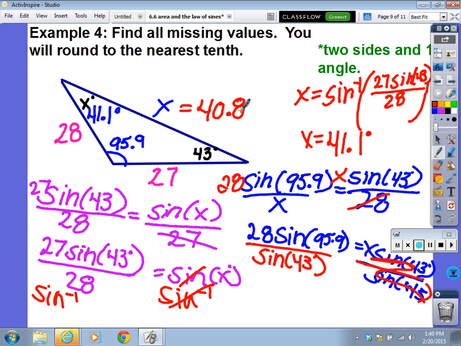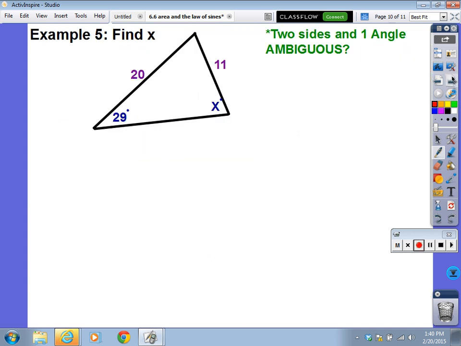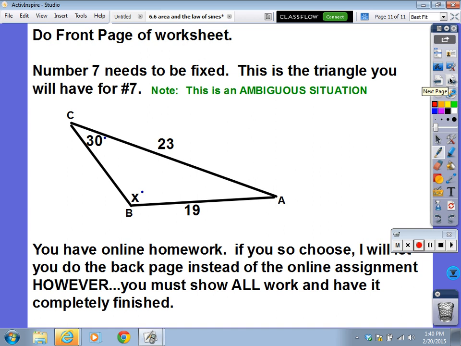All right. Do you guys want me to explain more about the ambiguous case? Are you ready to work? We're not going to do it, so we don't care. All right, fine with me. So number 7, you're just going to not do.